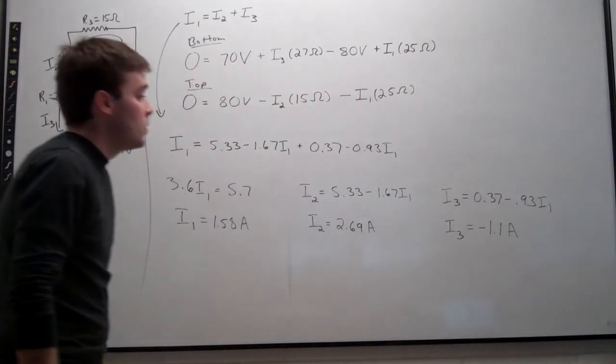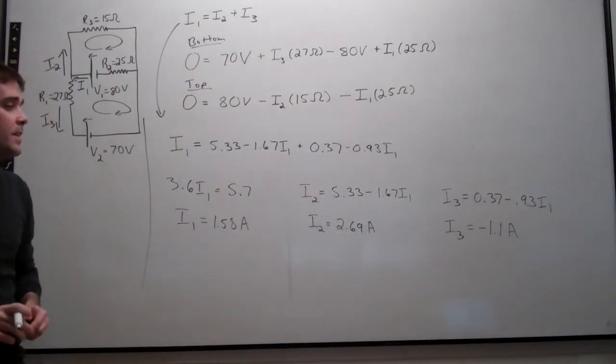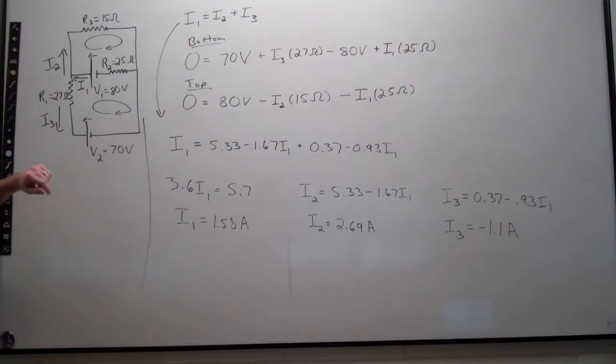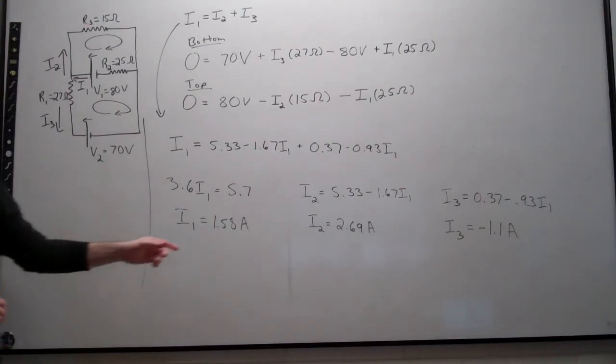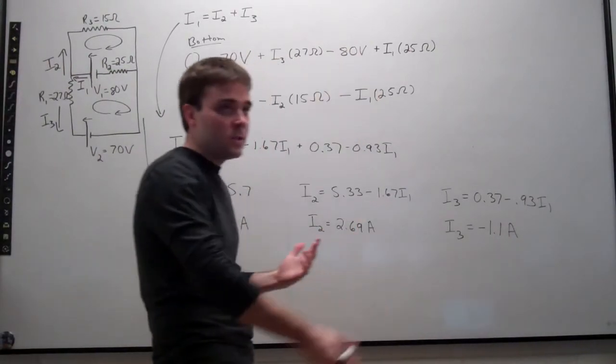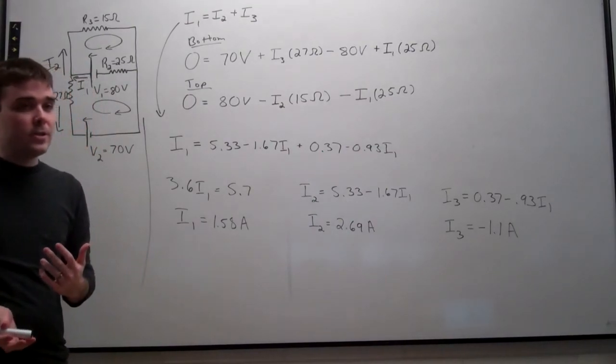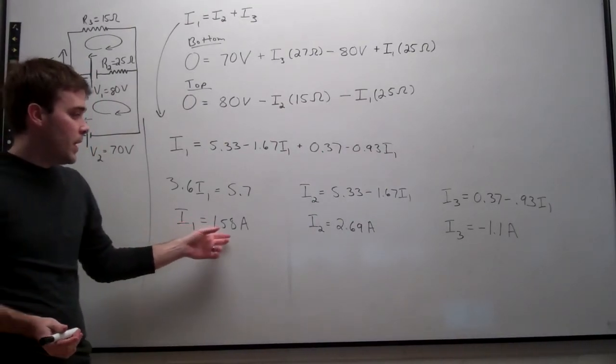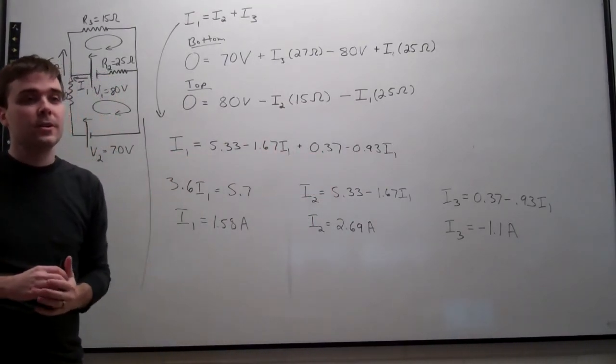Alright, so those are our three answers, 1.58, 2.69, and negative 1.1 amps. The negative 1.1 amps means that I3 is really going in the opposite direction we drew. The value is still the same, it's just the opposite direction. So on a test or a quiz, what I'd look for is that you have the absolute value of these three numbers, because I'm not going to know which ones you labeled I1, I2, and I3. So as long as you have these three numbers, you almost certainly did it right.